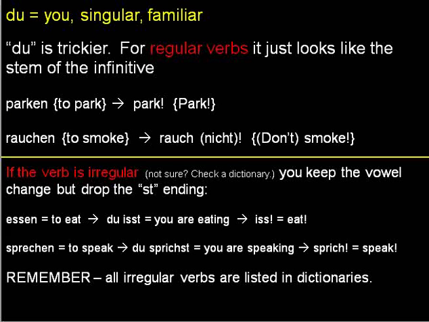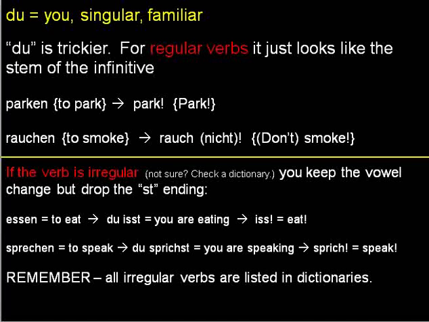For regular verbs, it just looks like the stem of the infinitive, okay? So for example, we're using the same verbs here. Parken, to park a car, would just go to park. So you get rid of the en, so that you know that when you're conjugating a verb, taking the en off is making the stem. So yeah, that's what it looks like, the stem of the verb.